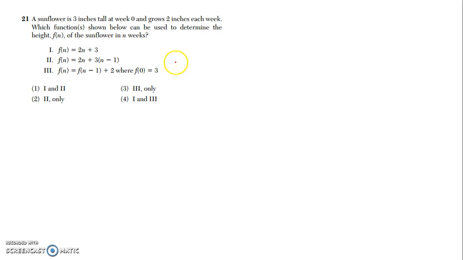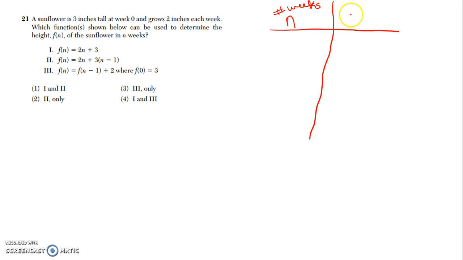On number 21, it says a sunflower is 3 inches tall at week 0 and grows 2 inches each week. Which function or functions shown below can be used to determine the height f of n of the sunflower at n weeks? Okay, so n is your number of weeks. f of n is the height, so that's going to be the height of your plant.